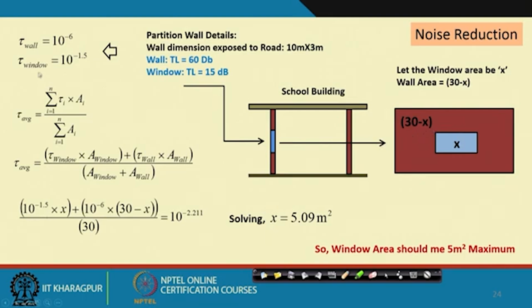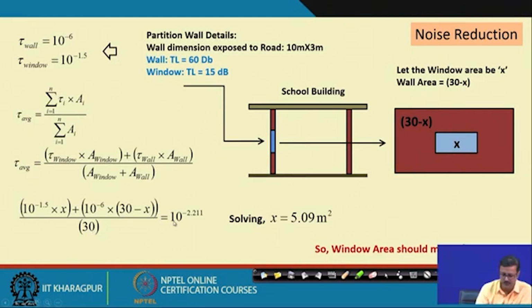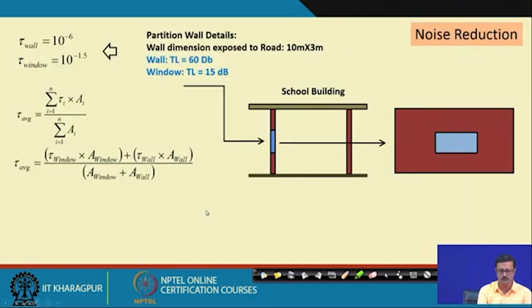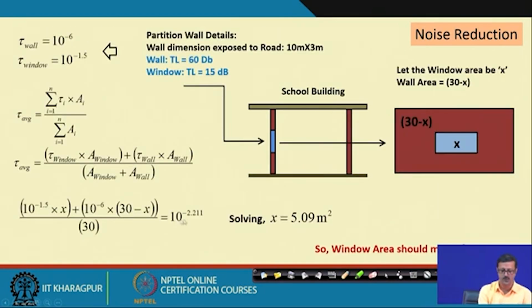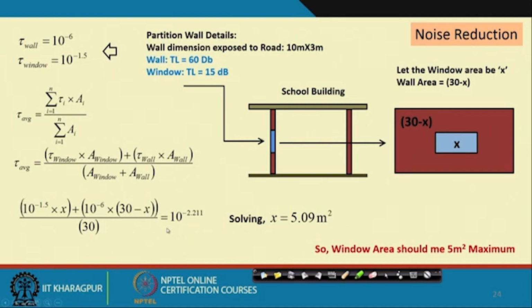So, I put those values of the window tau multiplied by x, the wall tau value 10 to the minus 6 multiplied by 30 minus x, which is the equivalent area of the wall, divided by 30, the total area. That means this is the total tau value, and this total tau value should be 10 to the power minus 2.211. Why 10 to the power minus 2.211? Because this is my average TL value that I am looking for. So, I am going to find the x value by virtue of this equation, and it requires a calculator only. Solving this equation is a first order linear equation of x, and you will get x is 5.09.